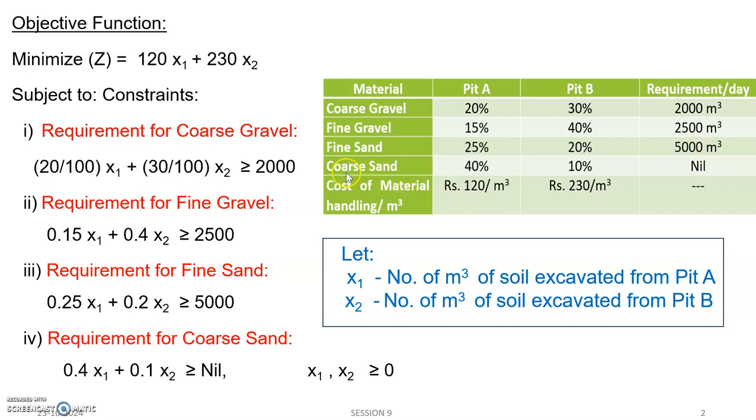The last constraint is with respect to coarse sand, which he is not requiring at all, but however, he will automatically get it when he is extracting the soil. However, he is going to discard it if it comes. So it is going to be 40 by 100 into x1 plus 10 by 100 into x2 greater than equal to 0. You can write this as greater than equal to nil or 0. And finally, the non-negativity constraint, which is x1 comma x2 greater than equal to 0.